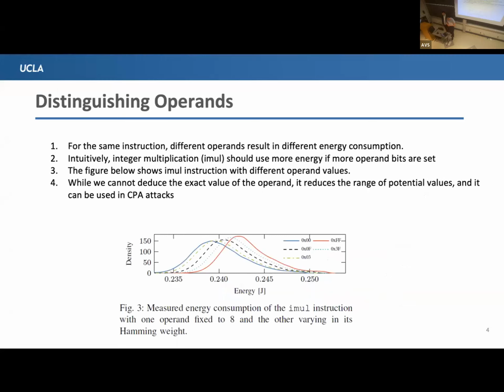Okay. And the second one is operands. Even for the same instruction, if it executes with different operands, it also generates different energies. For example, take integer multiplication. If the Hamming weight is larger, where the Hamming weight means the number of 1s in the number, then it should generate more power. And the figure below shows the energy distribution from the different operands. So we can see the larger the Hamming weight is, the more power it generates.